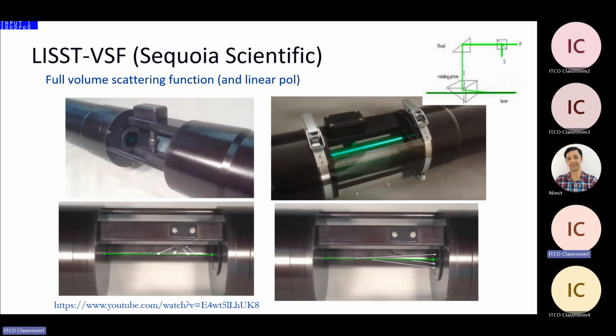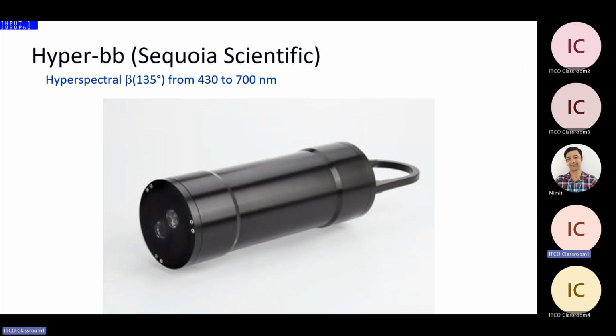So you get the near forward scattering, which is, I guess, not polarized. And then the mid angle scattering, you get out to about 156, 158, something like that. And you can resolve the polarization with that.